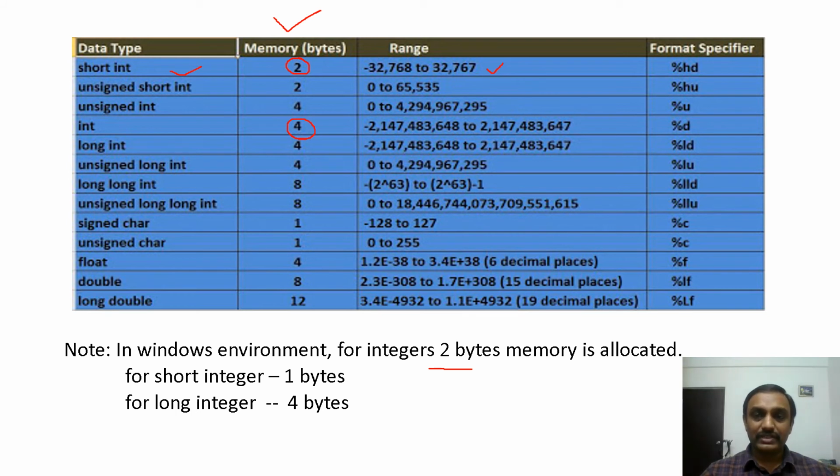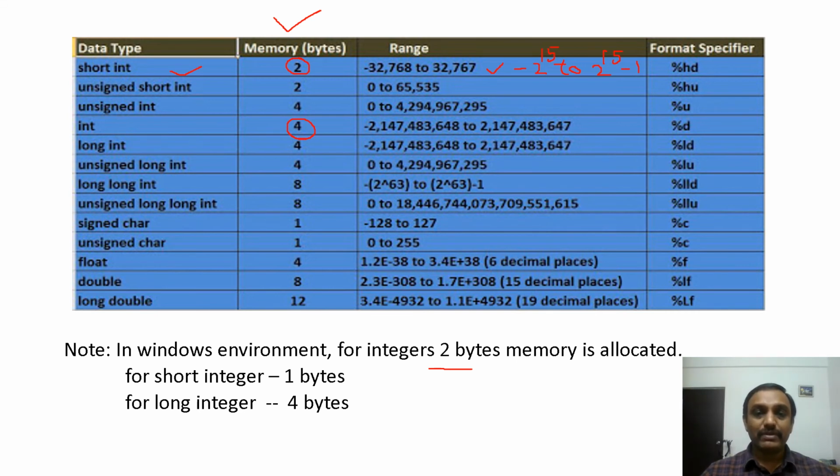Now, how to take the range? Minus 2 power 15 to 2 power 15 minus 1. So you observe that one. How to take that one depends on the memory allocated.